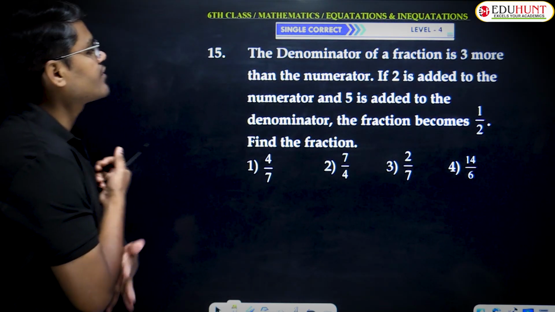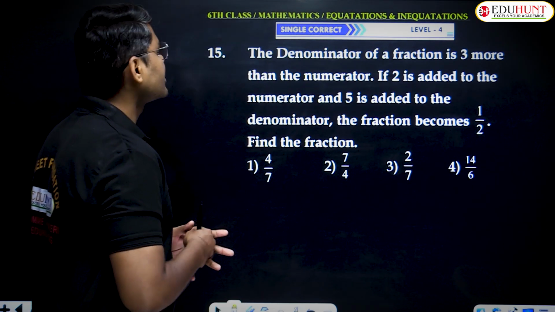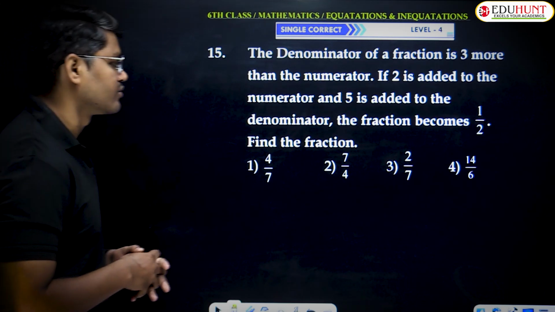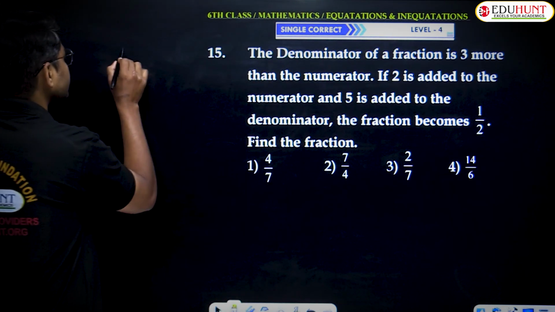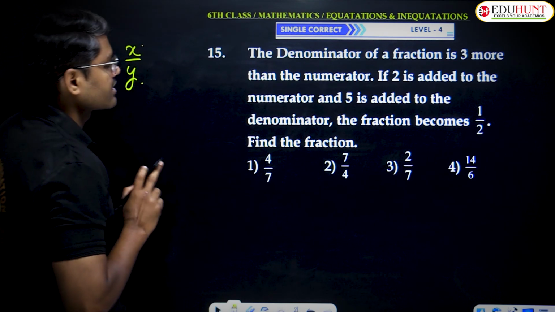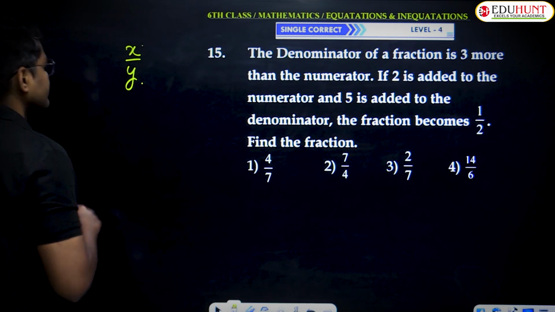The denominator of a fraction is 3 more than the numerator. If 2 is added to the numerator and 5 is added to the denominator, the fraction becomes 1 by 2. Find the fraction. This is also a very important model. Let the fraction be x by y. This is the numerator and this is the denominator. The denominator is 3 more than the numerator. Okay, right.